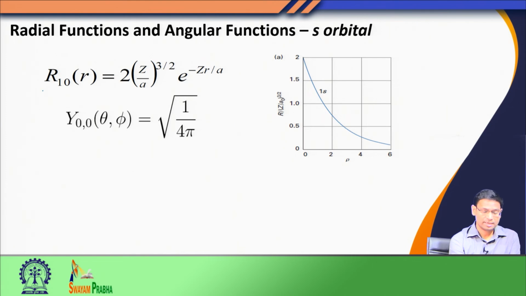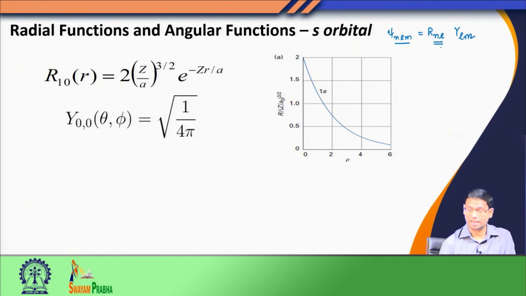Here I am showing the radial solution of the 1s orbital and the angular part of the solution. Since my psi n l m would be R n l times Y l m, for these three quantum numbers n, l, m, the radial function depends on n and l, and the angular functions depend on l and m. The l quantum number connects the radial and the angular part.